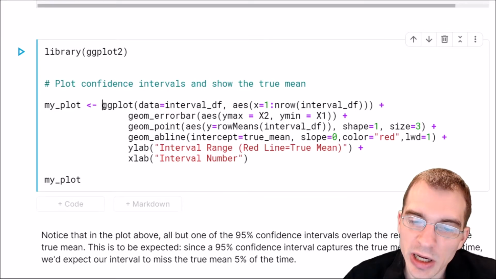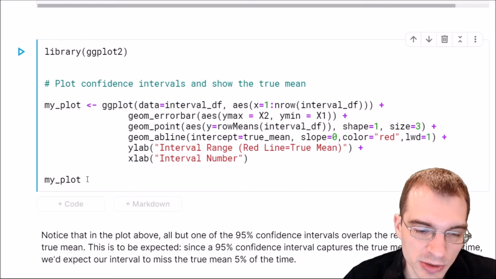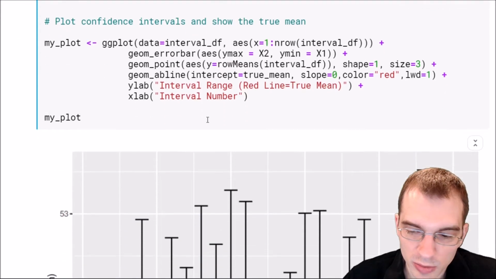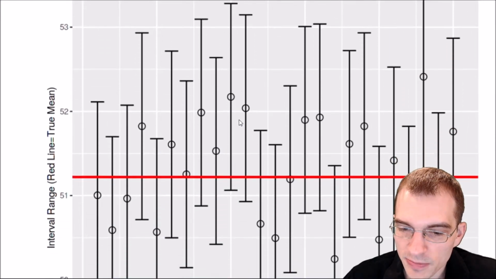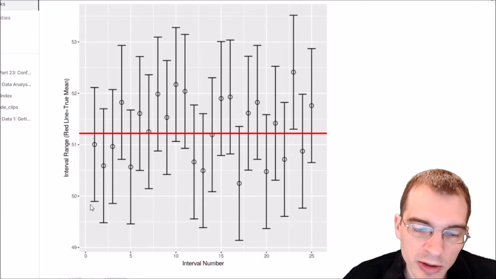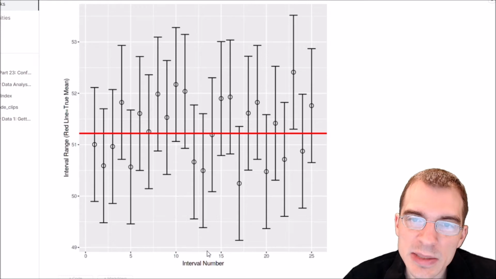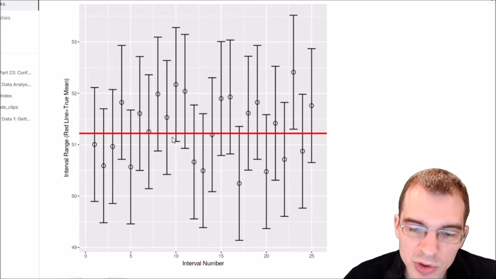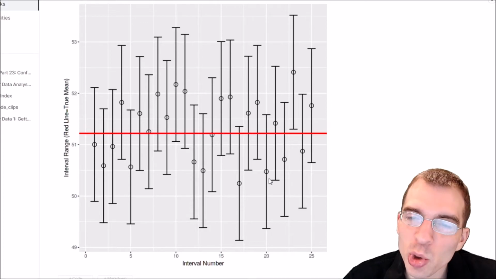So that's what this plot is going to do. You don't need to understand all the details of what the plot is doing here in terms of code, but we just want to look at what the result is. So you can see here in the resulting plot, a vertical error bar or interval has been drawn for every single one of our confidence intervals. We have 25 of them. And then the bold red line is a line denoting the actual population mean.